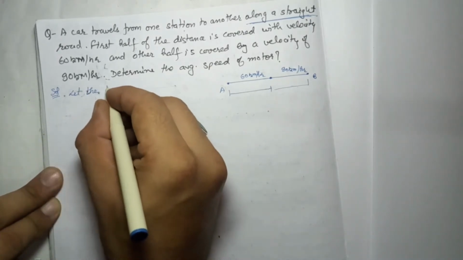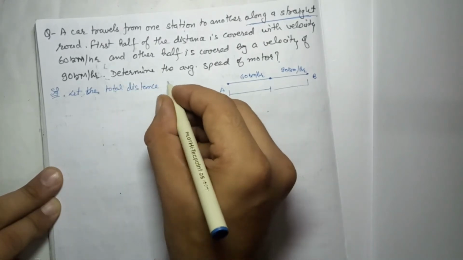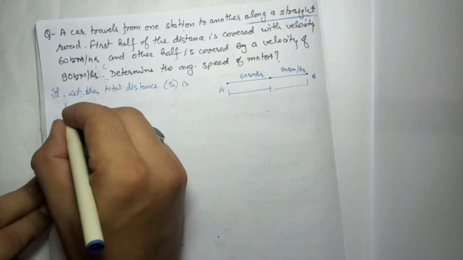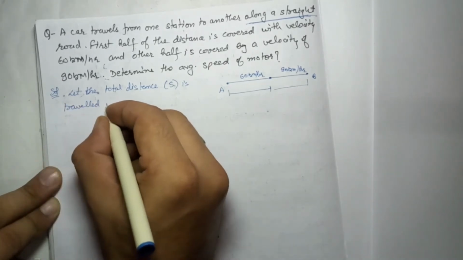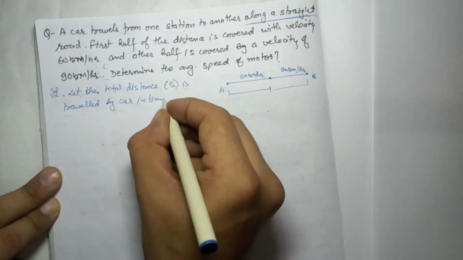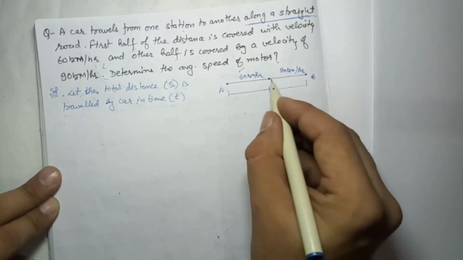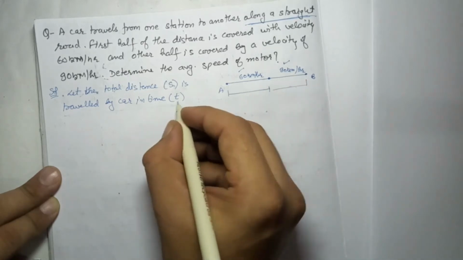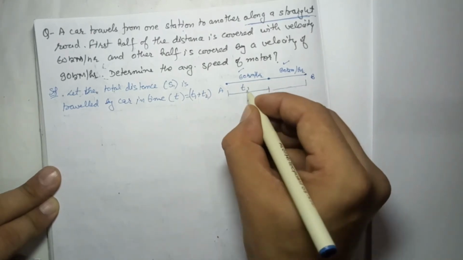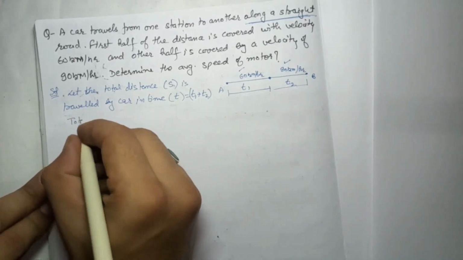Let the total distance be s. Let's say I'm taking this complete distance, that is s, is traveled by the car in some time. Now what is the time here? If I say this distance, it will take separate time because speed is separate. This distance will also take separate time, so I can say the total time is t1 plus t2. T1 is the time taken for this distance, t2 is the time taken for this distance.